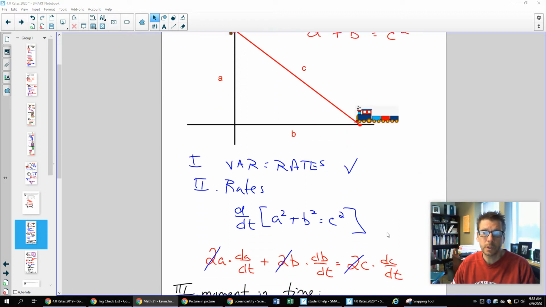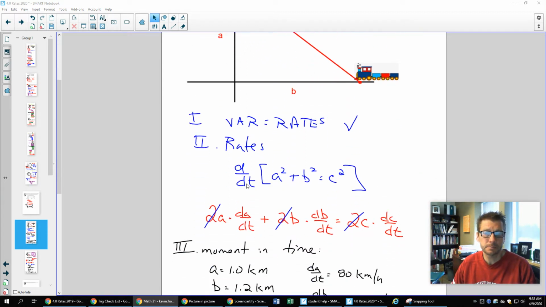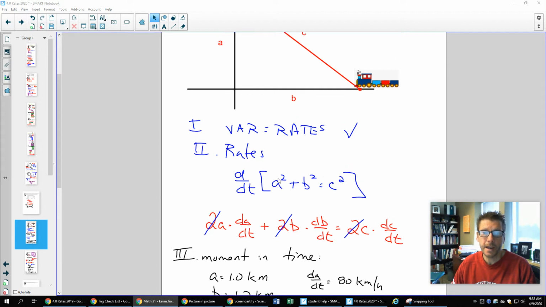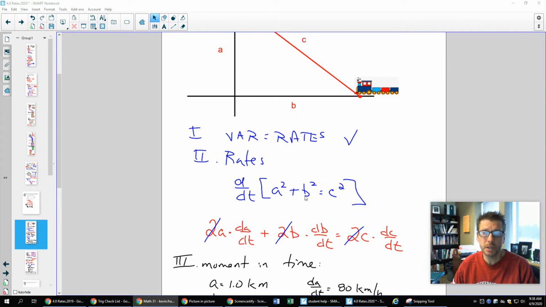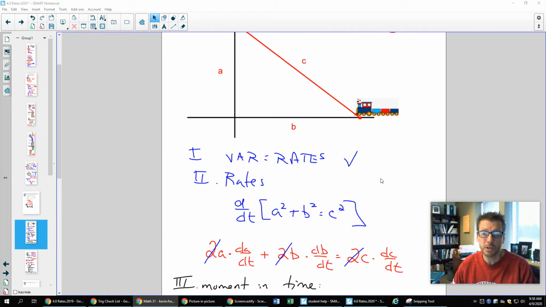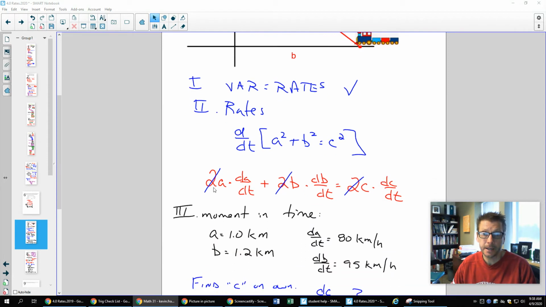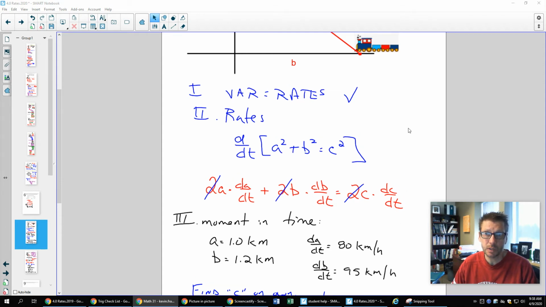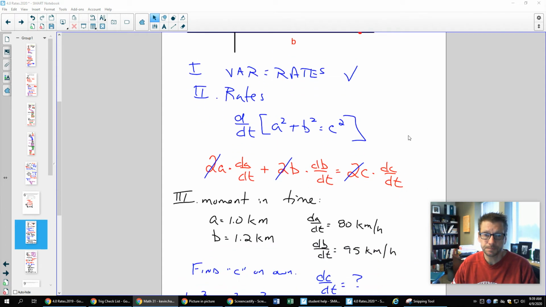So when I was working through my problem, then I found the rate for A, which is the car. I found the rate for B, which is the train, and I put the rate in for how the distance is changing between the car and the train. And then A squared is 2A, and it's dA/dt, so that's the speed of the car. B squared is 2B, and dB/dt, so that's the speed of the train. And same thing, dC/dt is going to be the rate of change of the distance between the car and the train.